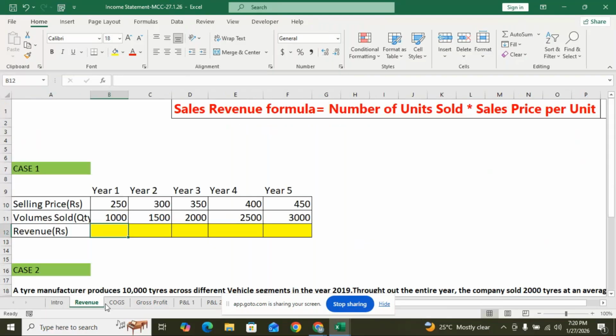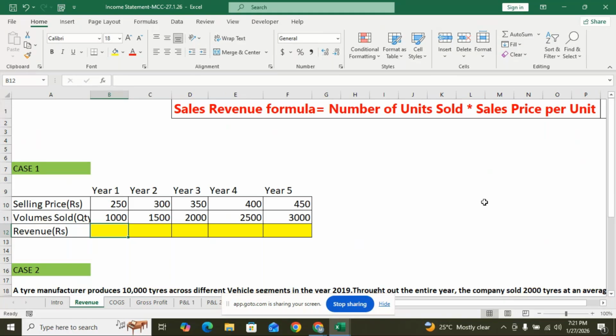Yes. So we go on to the second sheet where we have the sales revenue formula. And I think all of you are aware of it. How do we compute the total revenue generated? It is the total number of units sold times the selling price per unit. So when we multiply these two elements, we get the total sales revenue generated.